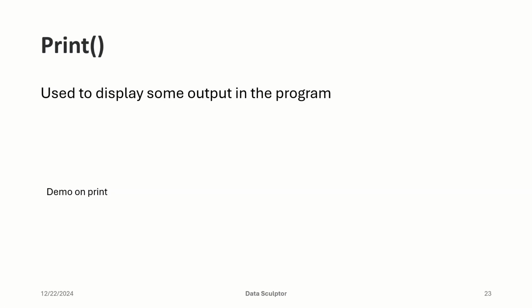And next is the print. You use this to display some output in the program. This is a simple print. You have printf or cin, cout, the way you have it in C++ and all. Similarly, you can just write simply print. This is to display some output in the program.